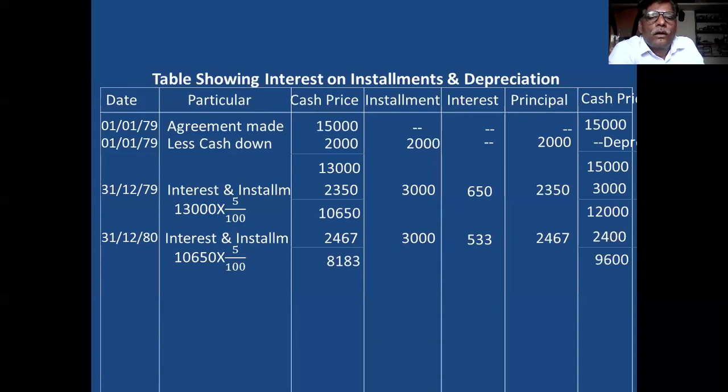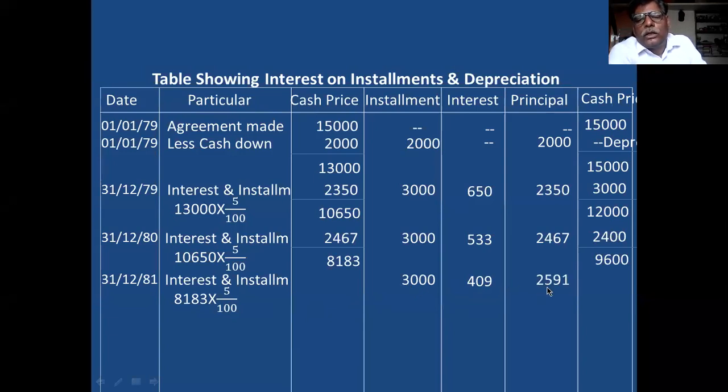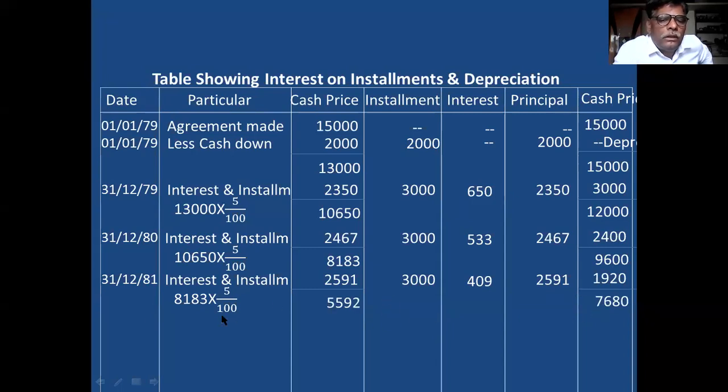Okay. Then next is 1981. 8,183 into 5 by 100, 409. Installment 3,000, principal 2,591. Installment minus interest. And take to the cash price column, principal. Depreciation 20%. Okay. Take the balance. This is the balance.